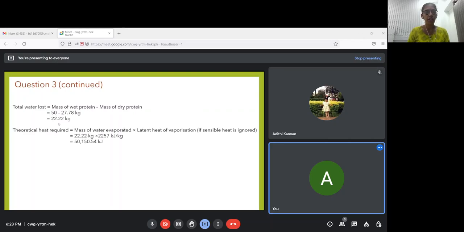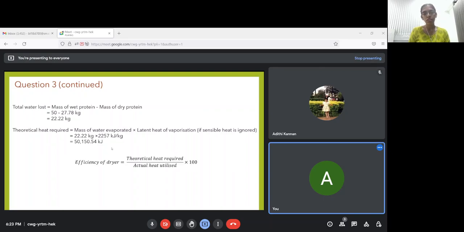So the theoretical heat required to evaporate this much water can be calculated using this equation, provided sensible heat is ignored. So mass of the water evaporated into the latent heat of vaporization. So this is 22.22 kg and latent heat of vaporization we are getting from the problem itself, which is 2257 kilojoule per kg. So totally it accounts to 50,150.54 kilojoules. So this is the theoretical heat required to evaporate 22 kgs of water.